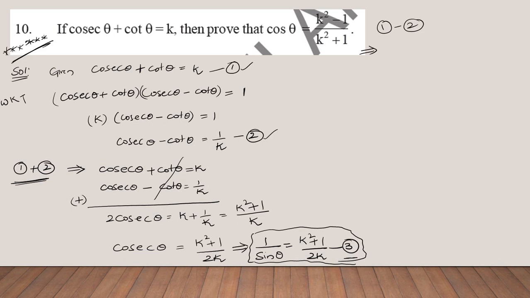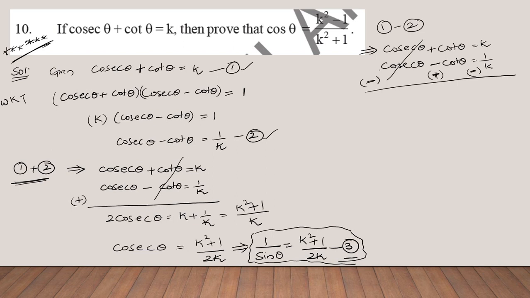Next I am doing 1 minus 2. So 1 minus 2 means here I am going to get cosecant theta plus cot theta is equal to k, and cosecant theta minus cot theta is equal to 1 by k. Now, since I need to do subtraction, I need to change the signs. So this minus will become plus. Here already plus is there, it becomes minus. Here also plus is there, it became minus. Here cosecant theta minus cosecant theta gets cancelled. Cot theta plus cot theta is 2 times cot theta, equal to k minus 1 by k.